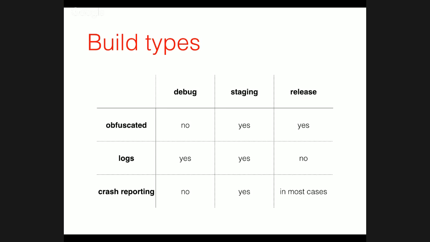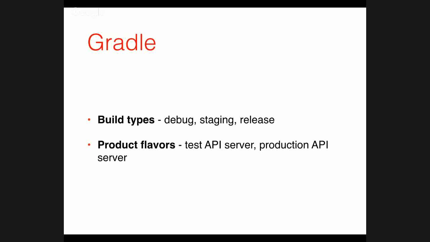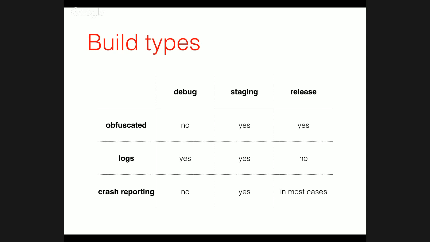So basically, when the Gradle build system came in, we used the features from that build system. It offers you build types and product flavors. It's like two dimensions when it comes to different build types. Okay, this is the table where you can see what I'm talking about.